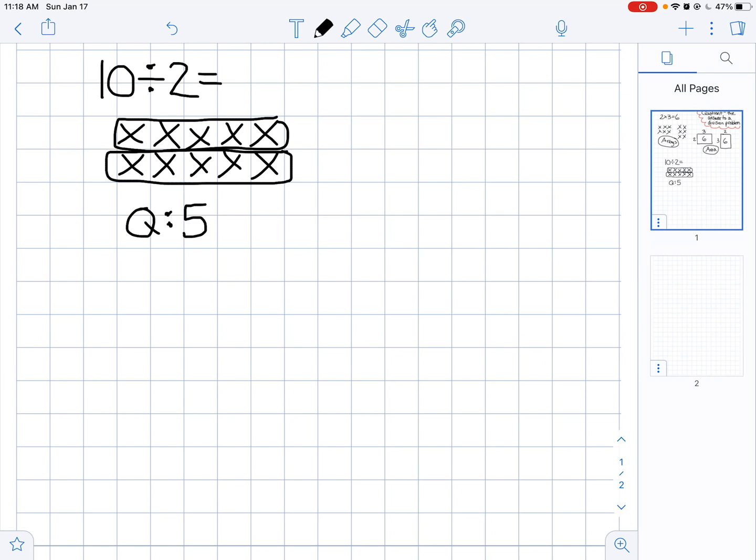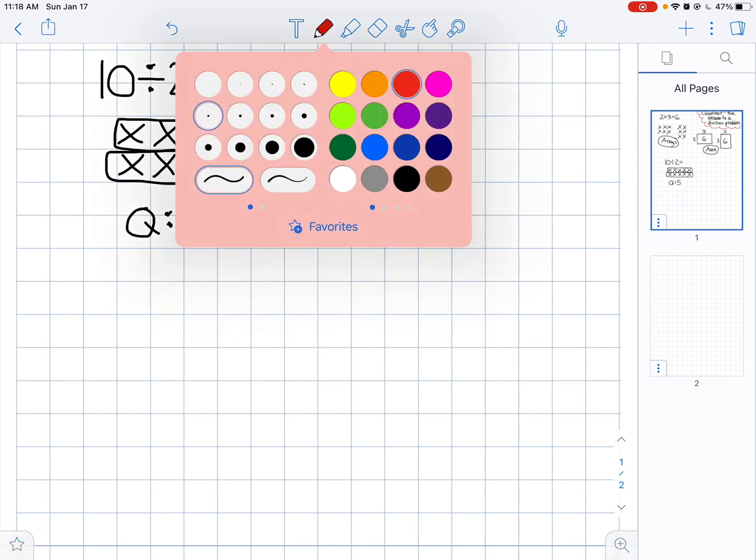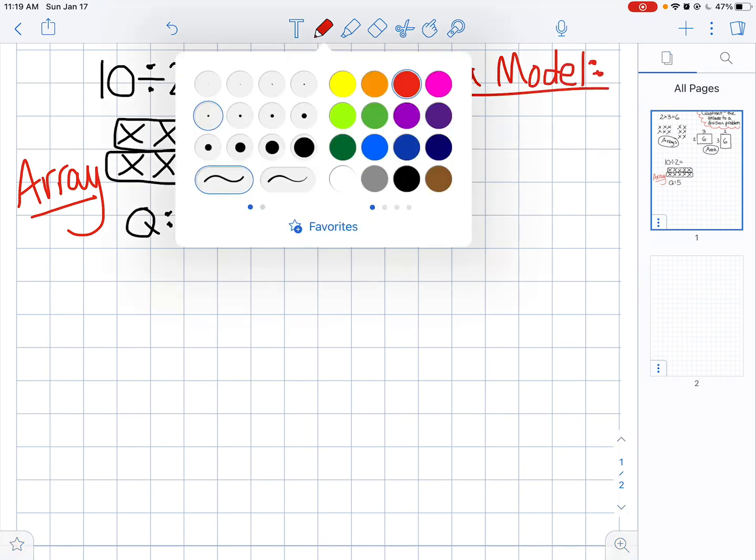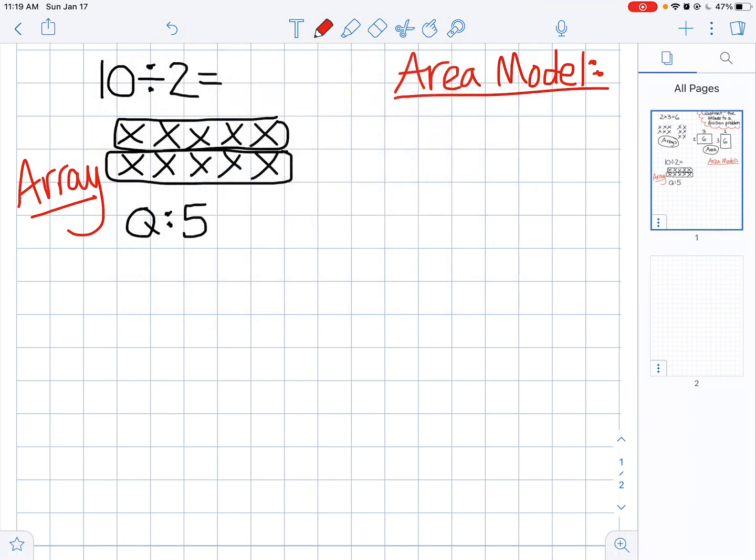What would that look like as an area model? So here's my array. I'm just going to put this in red. Here's my array to represent 10 divided by 2. And then here's my area model. It's going to look very similar, right? I'm going to take 10 squares and make 2 rows with 10 squares total. So here's my 2 rows, and then I'm just going to, again, count by 2s to get to 10. So 2, 4, 6, 8, 10.